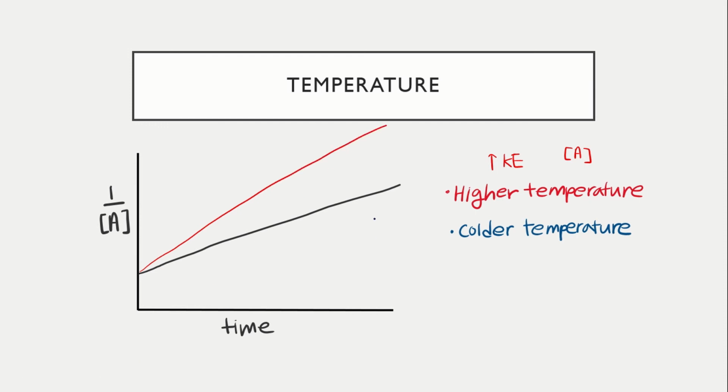At colder temperatures, the molecules would have lower kinetic energy, so the reactants concentration of A would have to decrease, but at a slower rate. Therefore, 1 over reactants would have to increase, but at a slower rate. Graph would look like this, increasing at a slower rate.